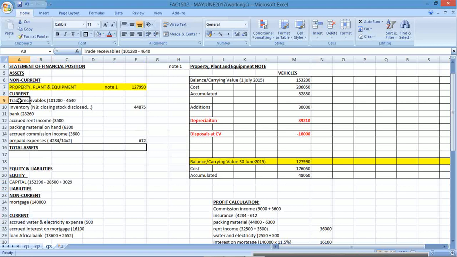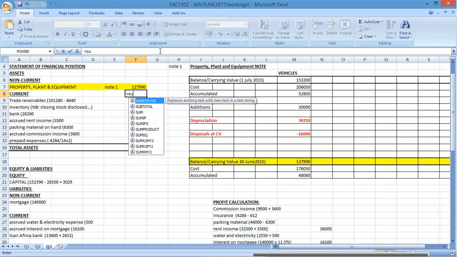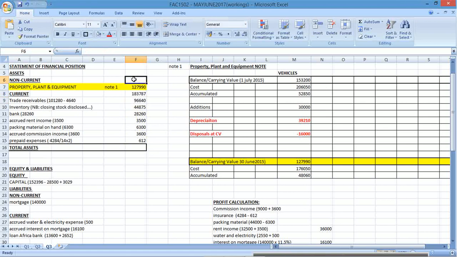Okay, so trade receivables, we need an amount here. Okay, bank, rent, that's one, that's one. Okay, so current is going to be equal to the sum of all of those amounts. Okay, so then I've got my current. My non-current is the same as my current. Then obviously non-current and current gives you total. So non-current plus current gives me that total.